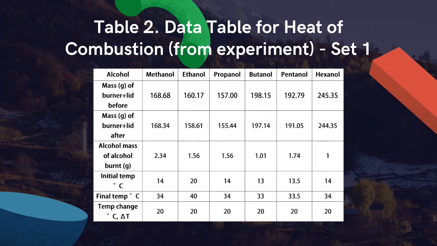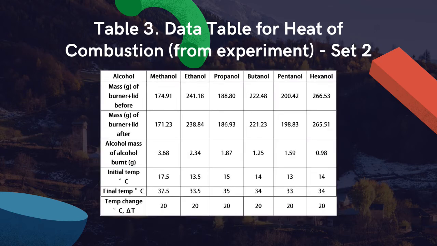The next 2 tables show the data table for heat of combustion from the experiment. This experiment in particular was performed already and is provided to the learners for a virtual setup. These 2 tables are set 1 and set 2. As we can see, these alcohols are the same alcohols from the previous slide, and their mass inside the burner is being compared before and after the combustion. The mass of the alcohol is also compared, their initial temperature as well, and their final temperature. Also, the temperature change in it.